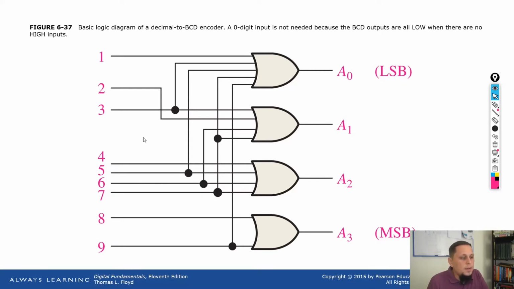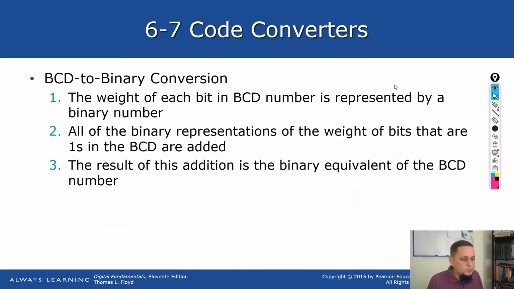For the BCD, you have the 10 inputs. Just consider each input as 1 decimal number. So decimal 1, decimal 2, decimal 3, etc. So for example, if the input is 1, the output should be 0001, right? And so on. Okay, so this is just one example.